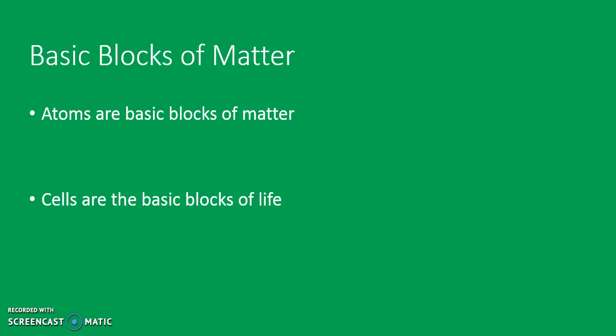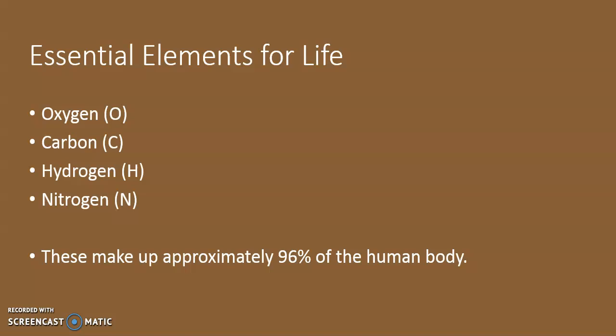So the basic building blocks of matter. When we talk about biology, we talk about cells being the basic building blocks of life. If it is a living thing, it has at least one cell in it. Atoms are the basic building blocks of matter. All cells have atoms. They are the smallest units of matter that are made up of protons, electrons, and neutrons.